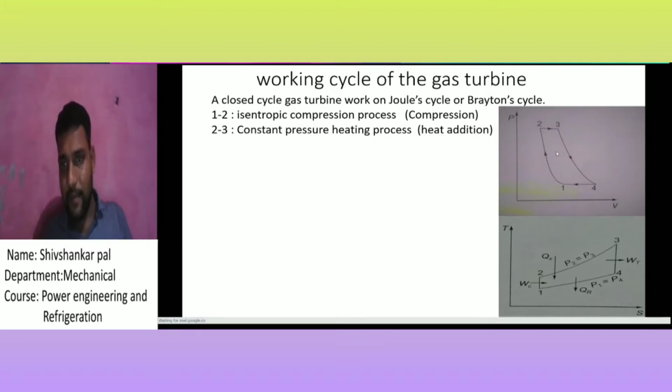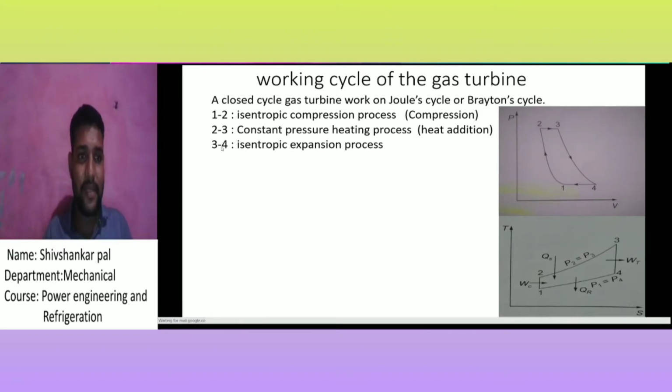Our next process is the constant pressure heat addition. In the PV diagram pressure is constant, P2 is equal to P3. But in the TS diagram, constant pressure and constant volume processes make a curve. So in the TS diagram the constant pressure process makes a curve. During the constant pressure heating, our temperature rises, going from 2 to 3, but our pressure is constant. That means our heat addition process is completed.